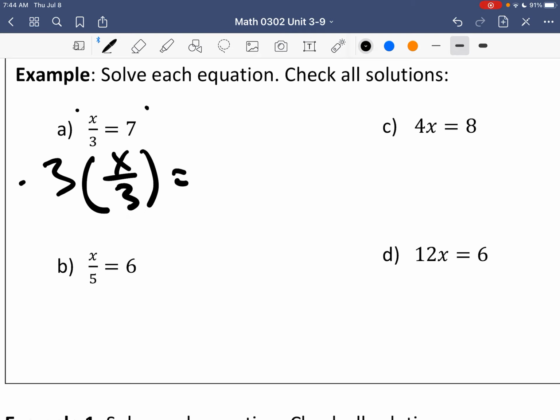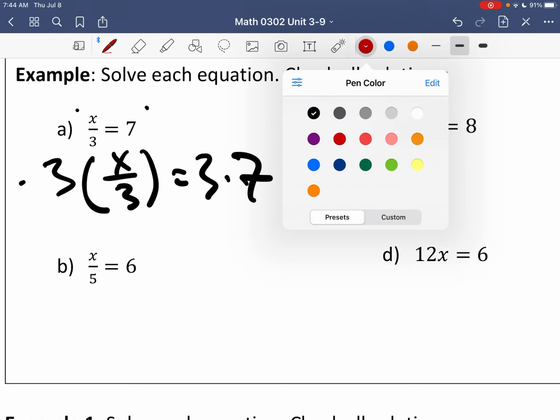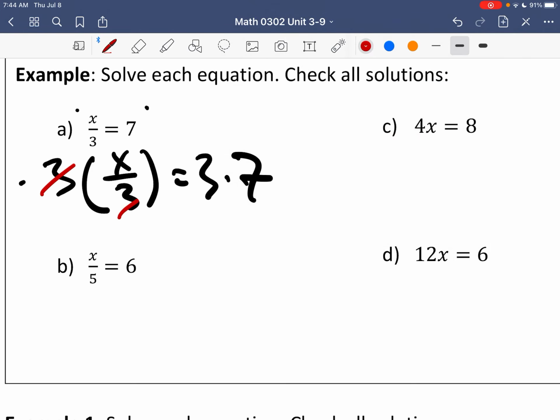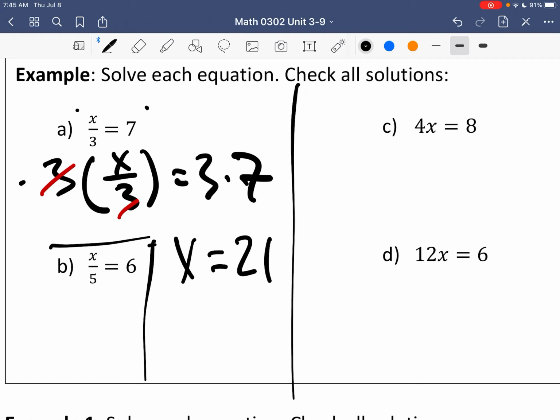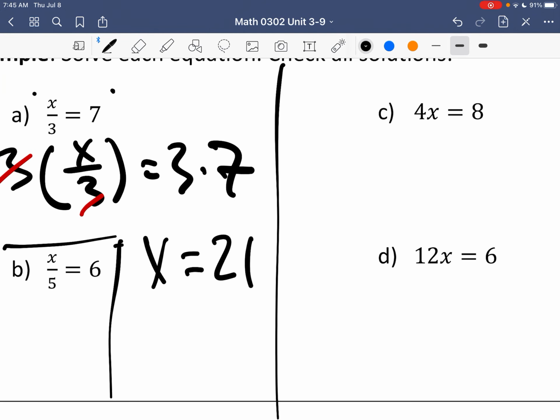Multiply the left-hand side of the equation by a 3, and also do the same thing to the right-hand side. And what you'll notice here is that the 3's will cancel on the left-hand side, and that's what we wanted, so we can get variable x by itself. Let me separate by a box here. And so x will be equal to 3 times 7, that's going to be 21. Let's go ahead and do the check. I'm running out of space here. So the check.